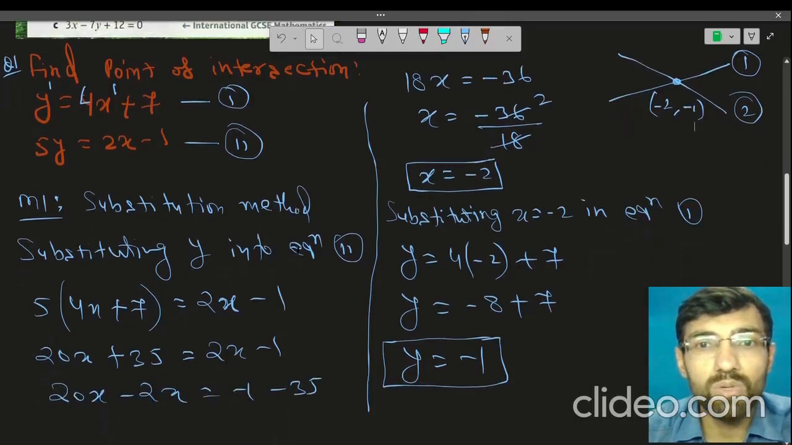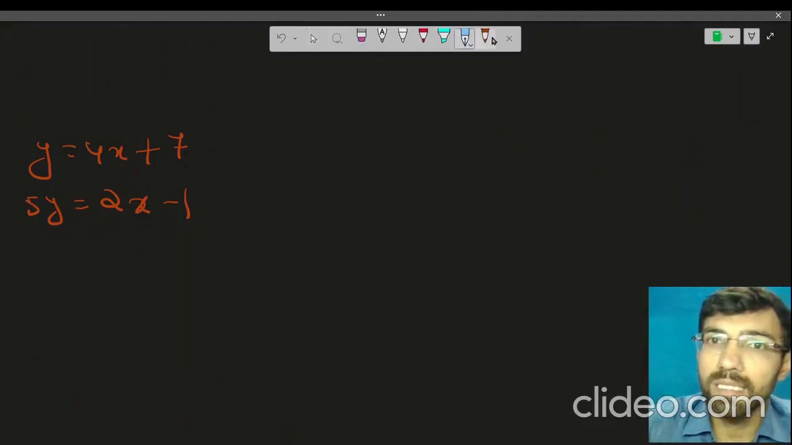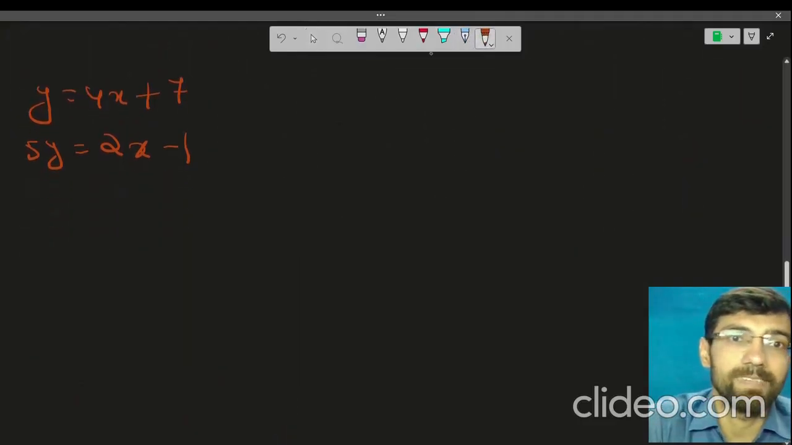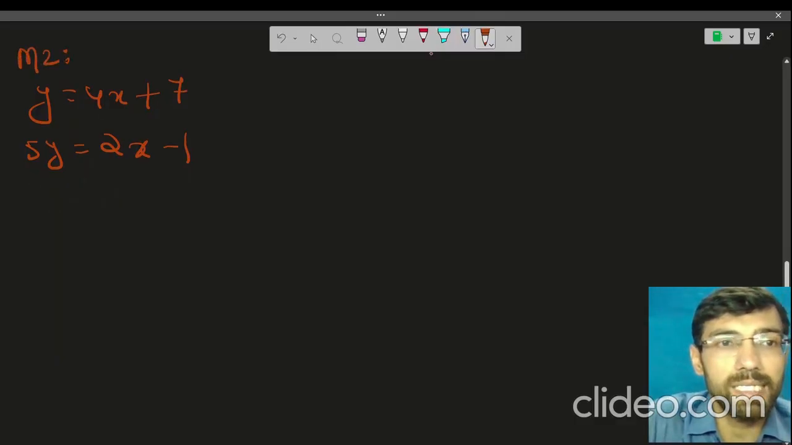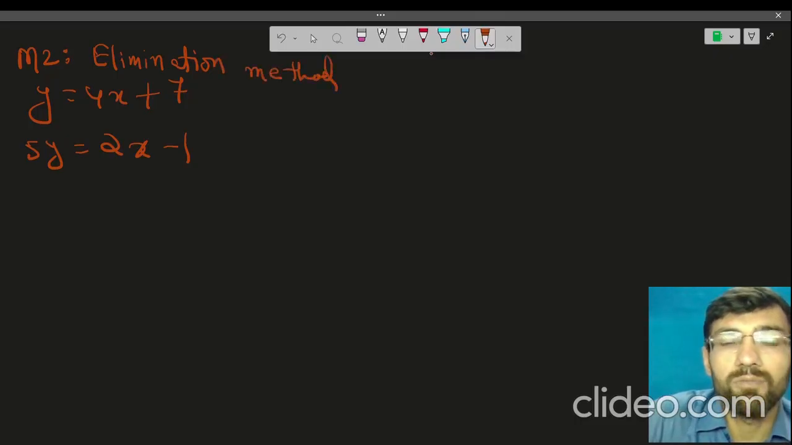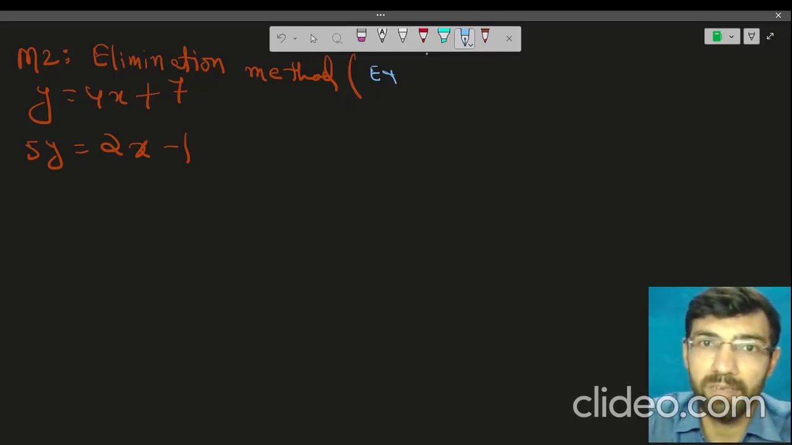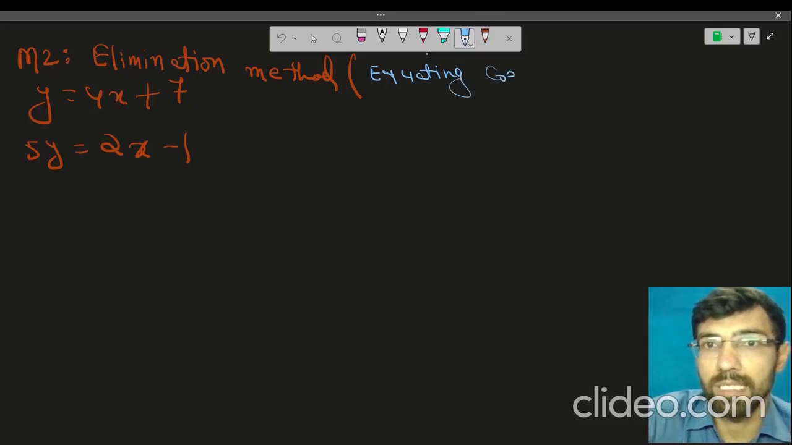Let us discuss method 2 also. Method 2 to solve this. Method 2 is the elimination method. And what we do in the elimination method is equating coefficients. We try to equate the coefficient of any one variable.